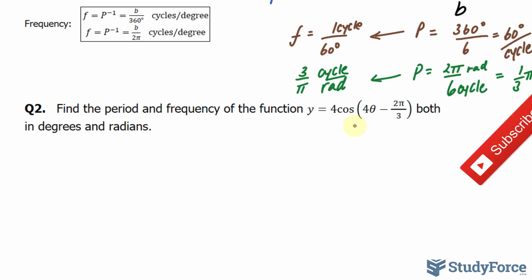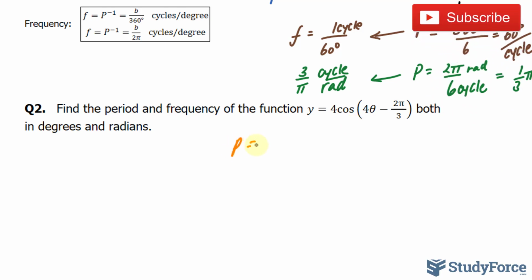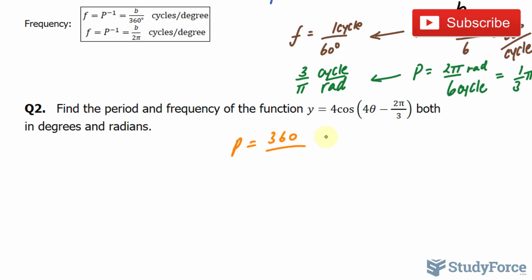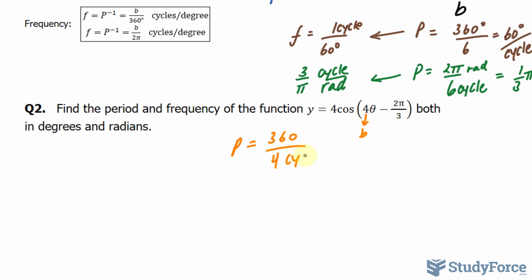Let's start with degrees. To find the period, we say period is equal to 360 divided by 4. That's your b value, your cycle. 360 divided by 4 is equal to 90 degrees per cycle. The frequency will be the opposite. It will be 1 cycle per every 90 degrees.